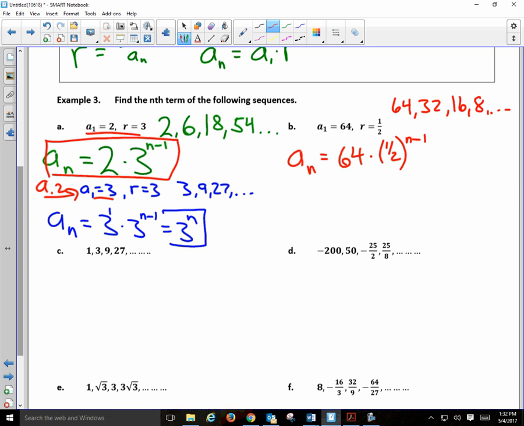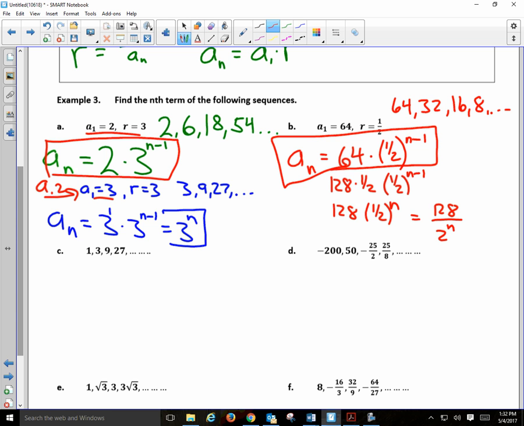Now, I don't think the book would do this, but I just want to be clear that you can rewrite this a little bit. Watch what I'm going to do. I'm going to write this as 128 times 1/2. Isn't that what 64 is? Times 1/2 to the n minus 1. Well, now can I combine those 1/2s together to get 128 times 1/2 to the nth power, right? Well, what's 1 to the nth? What's 1 to any power? 1. So you just get 128 over 2 to the nth. This is the way that most students will write it, and that's acceptable. I just want you to understand that that's the same thing.